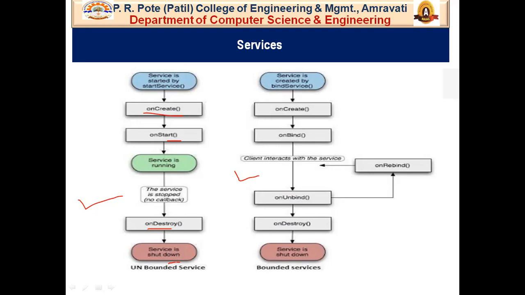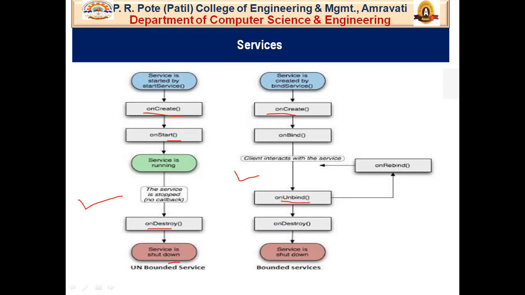Now what is a bind service? This service is created in the onCreate method, and it is executed on the calling of the bind service method. From onCreate, the flow proceeds to the onBind method, and it returns an IBinder object. This object is used for the communication purpose, and after all the clients have disconnected, the flow comes to the onUnbind method.